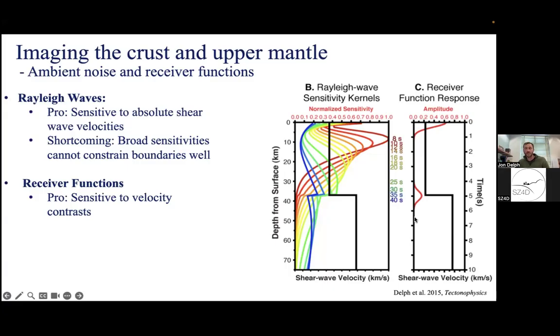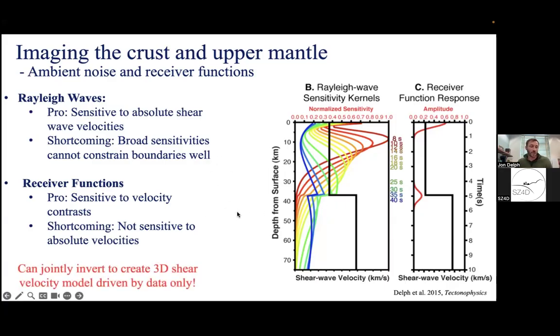The shortcoming of this technique, though, is it's not sensitive to the absolute velocities on either side of the boundaries, only the relative velocity change across that boundary. But you can see that the strength of one of these is the weakness of the other. So what that means is we can combine these in a joint inversion approach to create a 3D shear wave velocity model that's fundamentally only driven by the data.